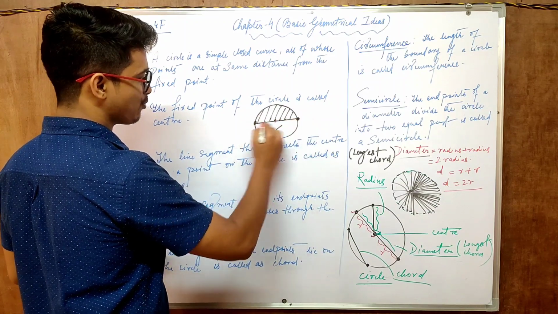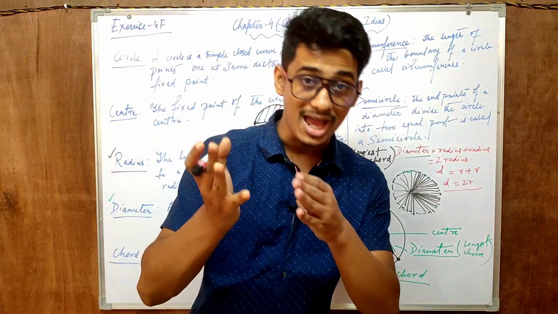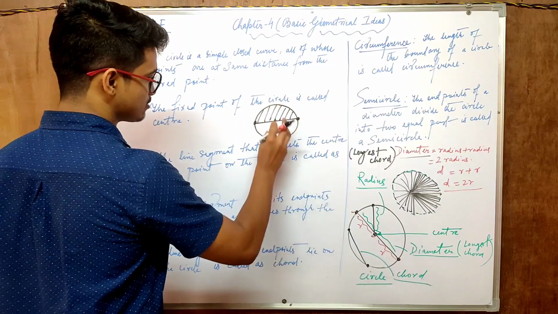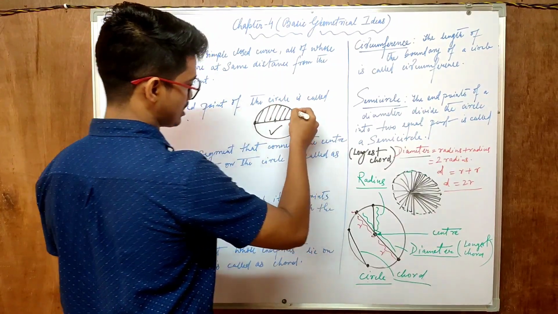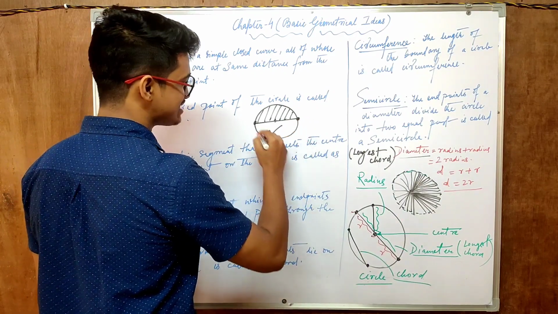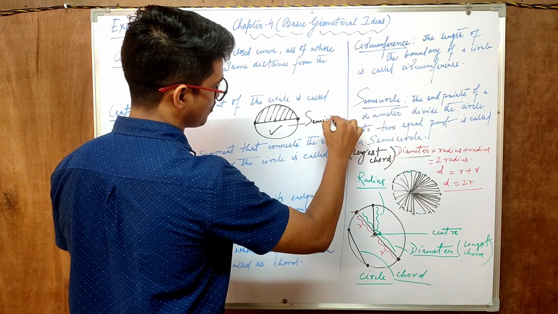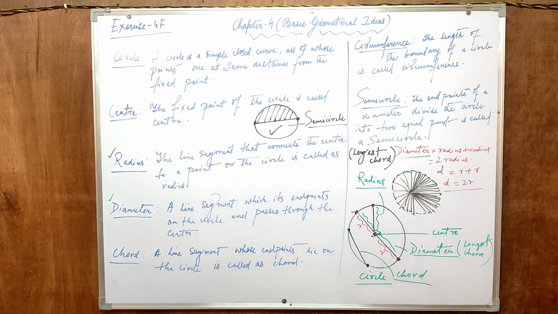Right, so these two endpoints including the center make the diameter, and this diameter is responsible for the circle being divided into two equal parts. One single part is known as the semicircle. Is it clear? A semicircle is nothing but half of a circle.